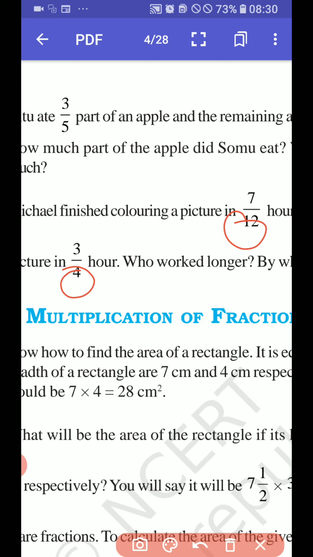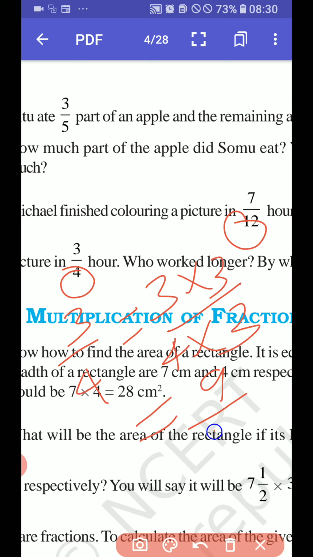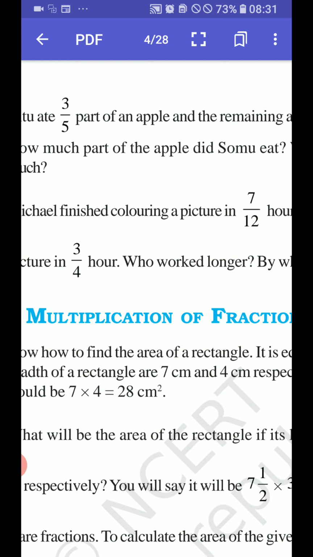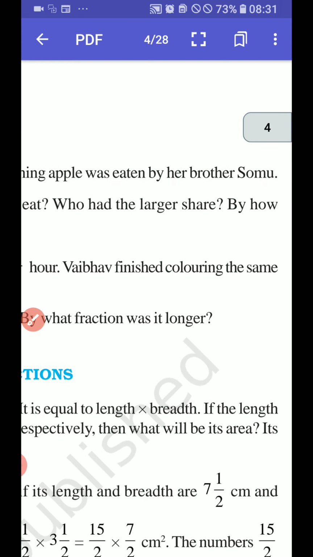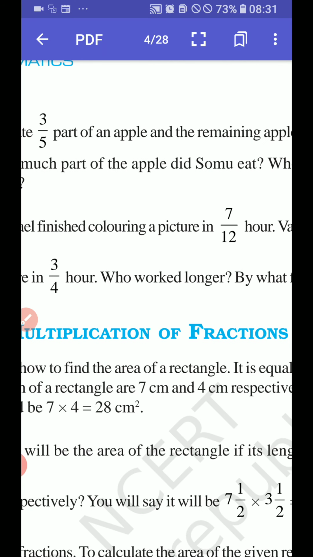So you will convert 3 upon 4: 4 threes are 12, and you will multiply the numerator and denominator of this fraction by 3. 3 into 3 equals 9 upon 12, right? Means 3 upon 4 means 9 upon 12, right? So therefore the coloring hour of Michael is 7 upon 12 and the coloring hour of Vaibhav is 9 upon 12.